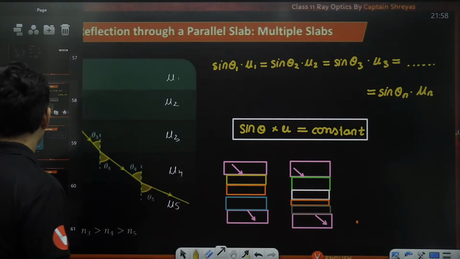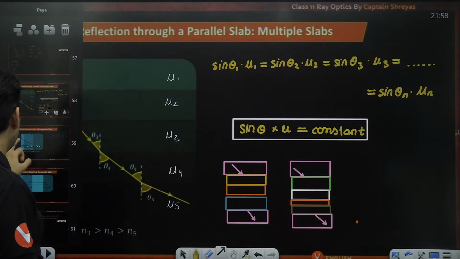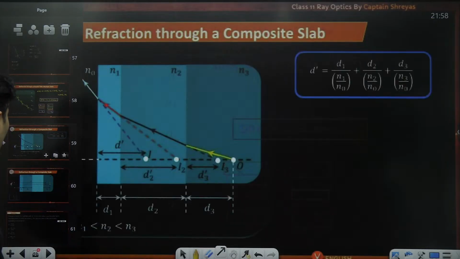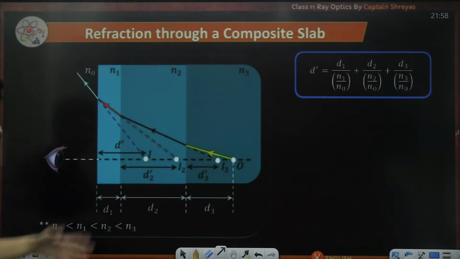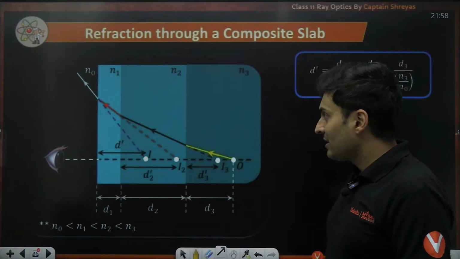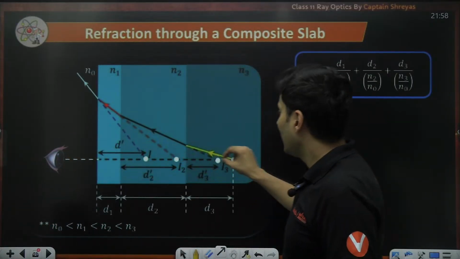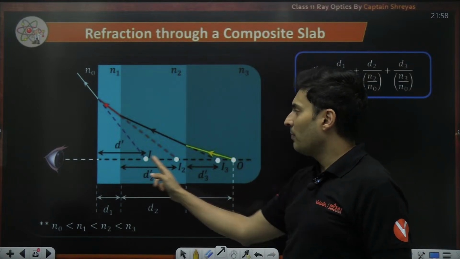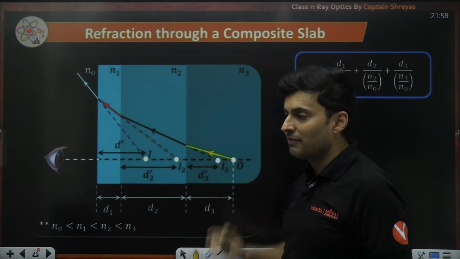Okay, great. So, sir, tell me one thing. Will there be a concept of apparent depth here also? The answer is yes. Because there are multiple layers. Imagine there is an observer here and something is deeply inside over here. Then that object will appear somewhere else because of multiple refractions.